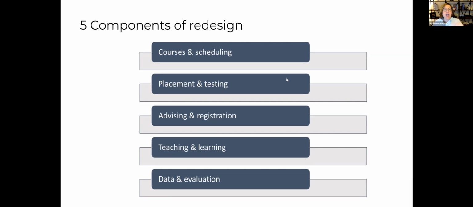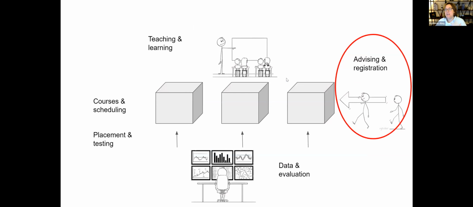Okay. But now we move into advising and registration. We're figuring out the courses. We're figuring out who should take what, but we've got to get those students into those courses. And that is all about telling them what they should take, or taking a survey and determining what that is, and then actually registering for them. That's a big component to these redesigns.